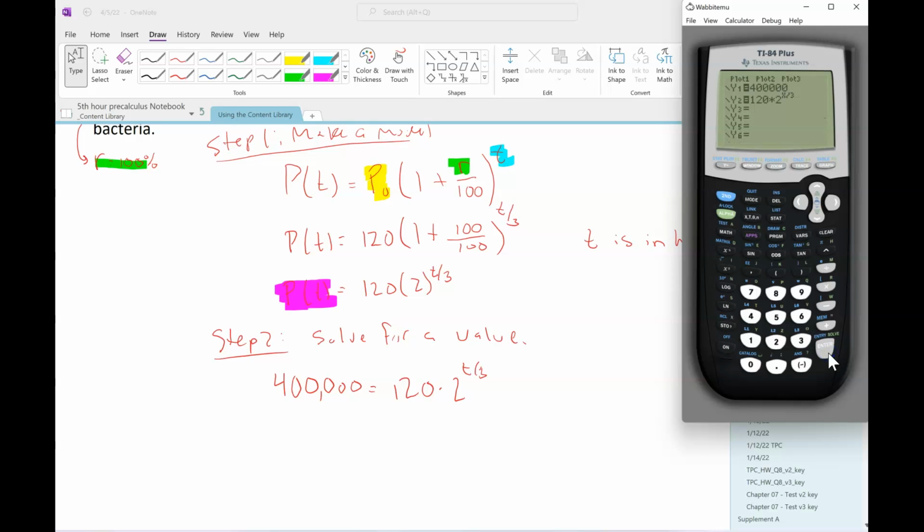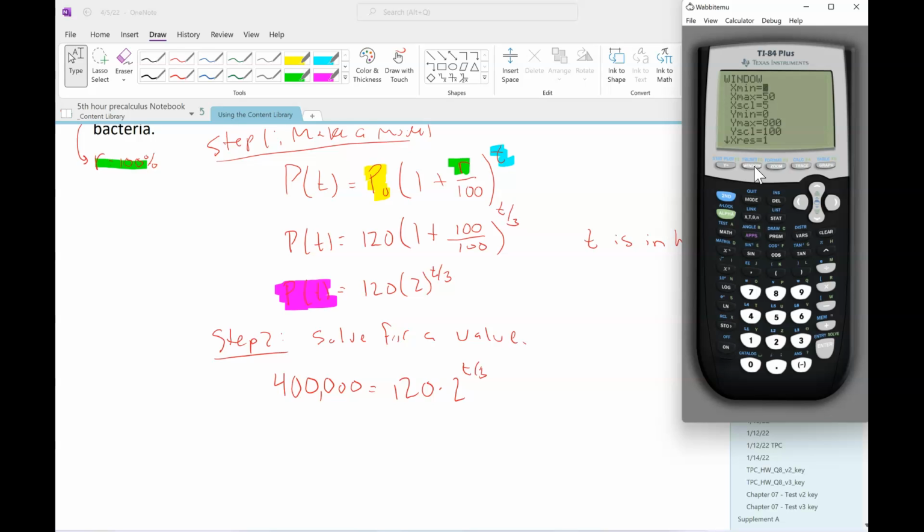Everybody feel good there? Now, we do have to be a little bit careful about setting our window. So let's think about what's happening here. After 3 hours, we'd have 240. After 6 hours, we'd have 480. After 9 hours, we'd have 960. So it's going to take a while for that to get to 400,000, right?